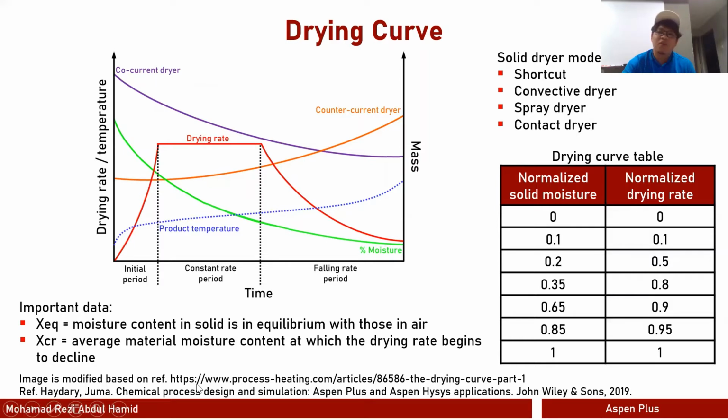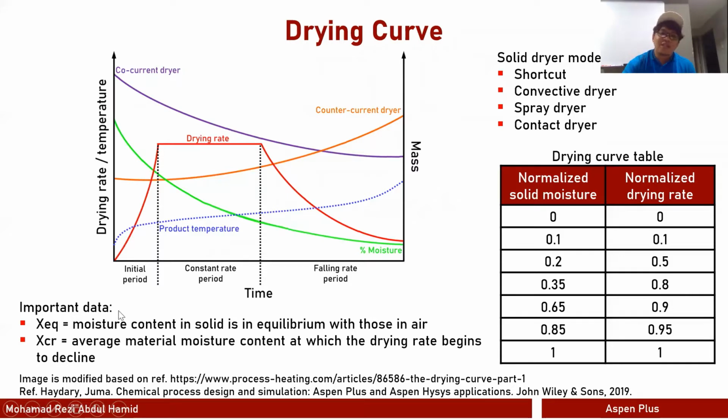If you want to see the original figure from the reference, please go ahead and look at this website. In this case, I have the drying rate or temperatures on the y-axis. On the x-axis, I have time, meaning how much time is spent in the dryer. If we look at this red curve here, this is what is known as the drying rate, by the way.